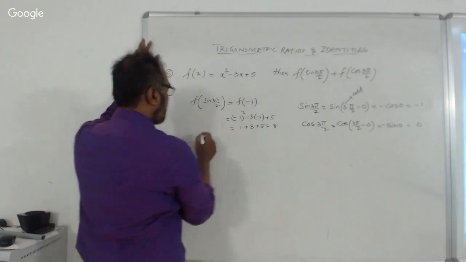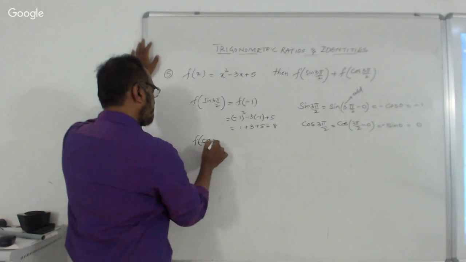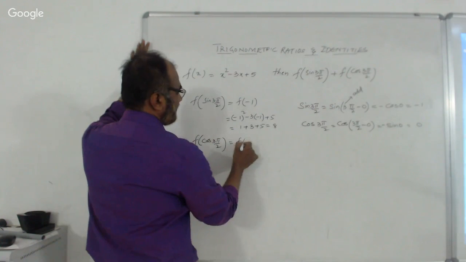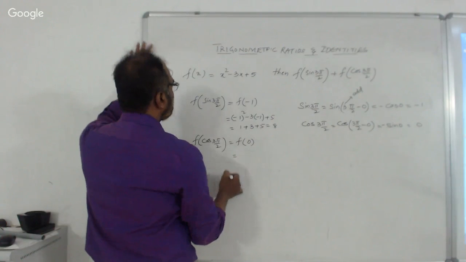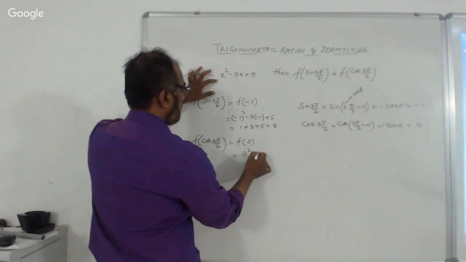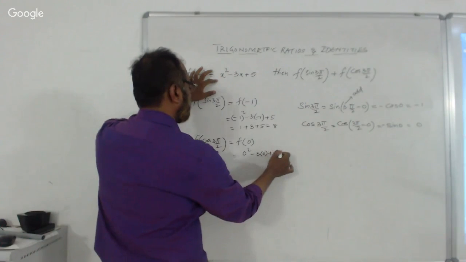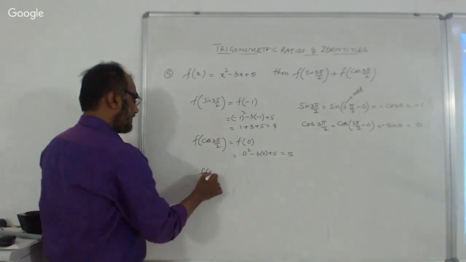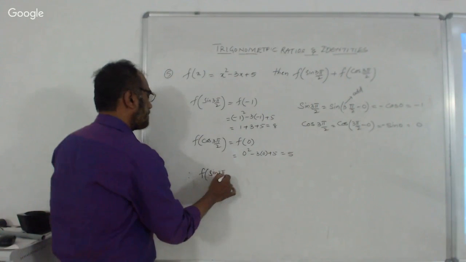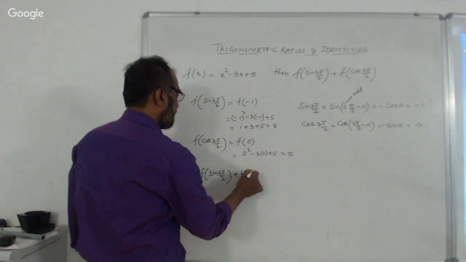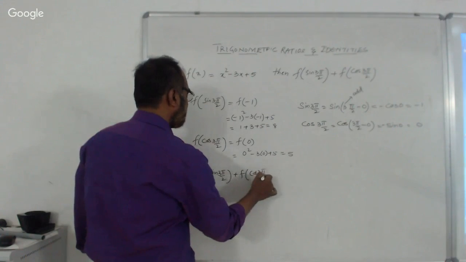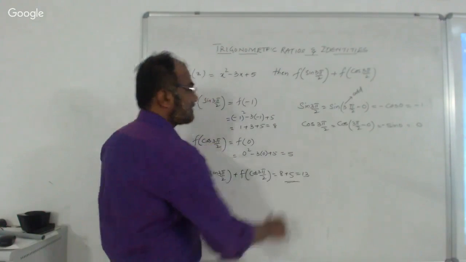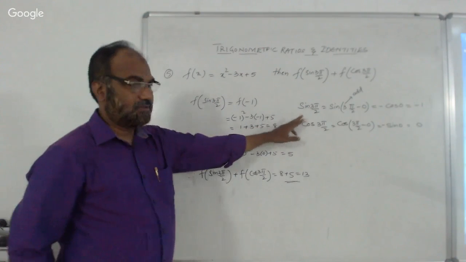Similarly, what is f of cos 3 pi by 2? F of cos 3 pi by 2 is the value of f of 0. F of 0 is 0 square minus 3 into 0 plus 5. Result is 5. Now adding these two, f of sine 3 pi by 2 plus f of cos 3 pi by 2, 8 plus 5. Answer is 13. Make a note. You need to note this also.